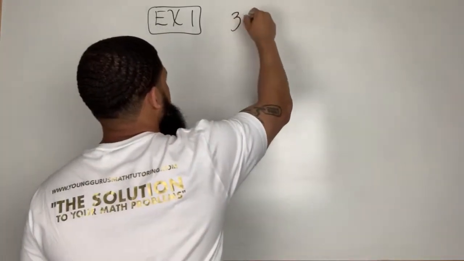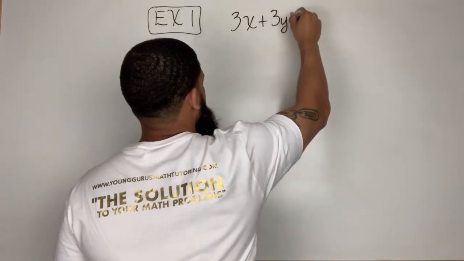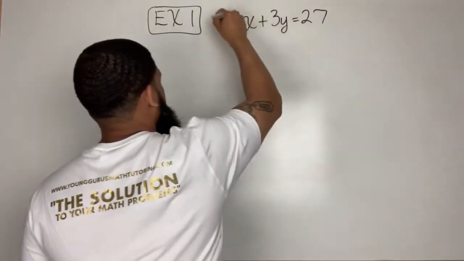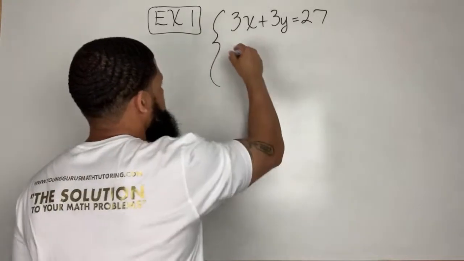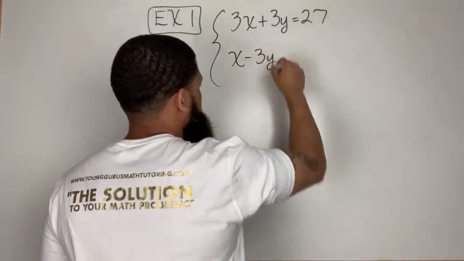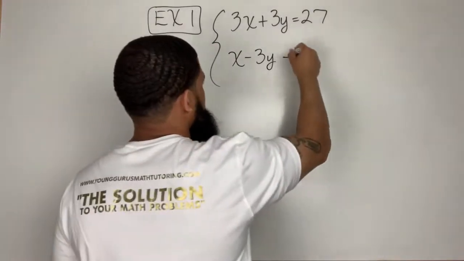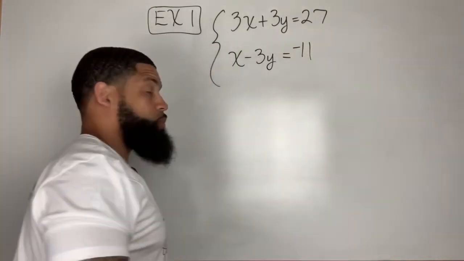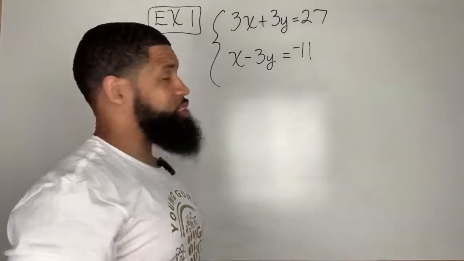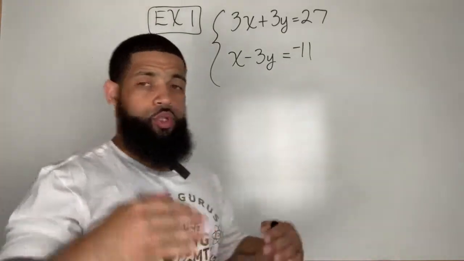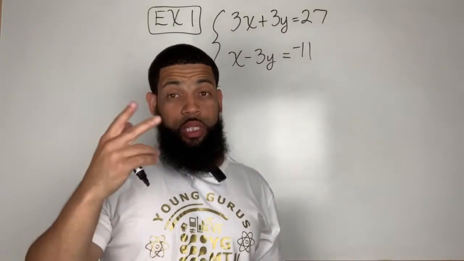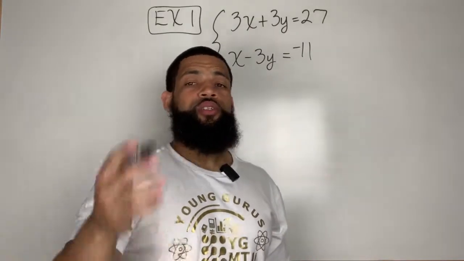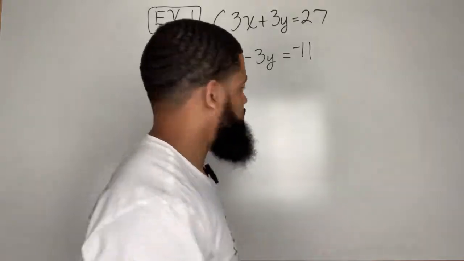So I have 3x plus 3y equals 27. And then I have x minus 3y equals negative 11. With the elimination method, we're going to combine the two equations to eliminate one of the variables, solve for the other variable, and then go back and use substitution.